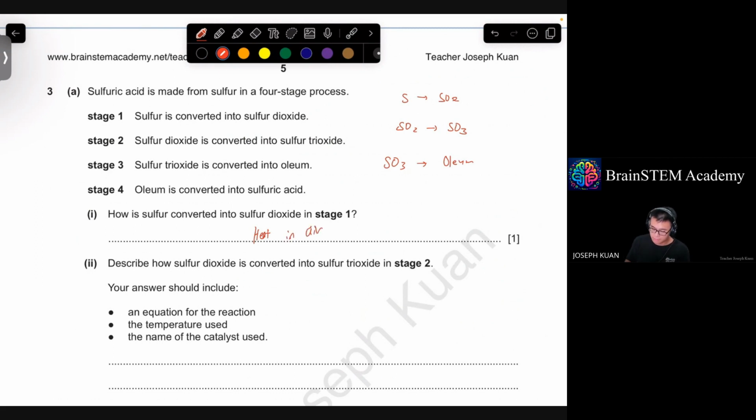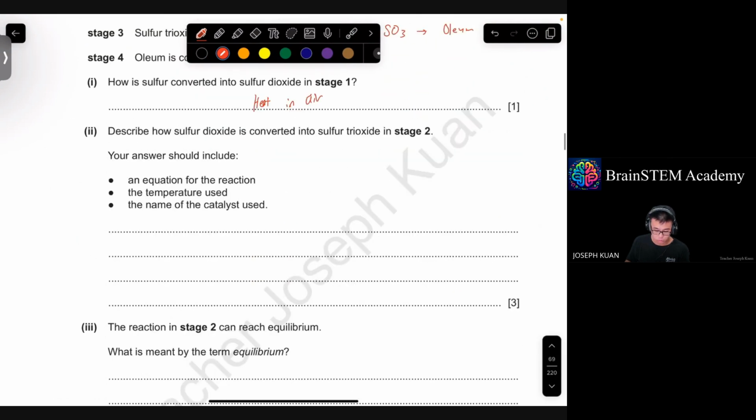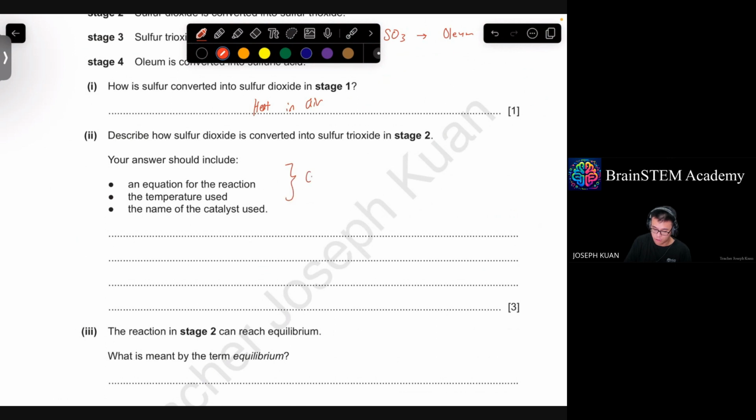All right. Next question. Describe how sulfur dioxide is converted to sulfur trioxide in stage 2. Your answer should include an equation for the reaction, the temperature used, and the name of the catalyst used. So pretty much this is actually your contact process. So the equation is sulfur dioxide reacting with oxygen to form sulfur trioxide, and balance them. Next, the temperature used is 450 degrees Celsius. Make sure you mention the unit. And also the name of the catalyst used is actually vanadium(V) oxide. And remember to mention the Roman numeral 5.